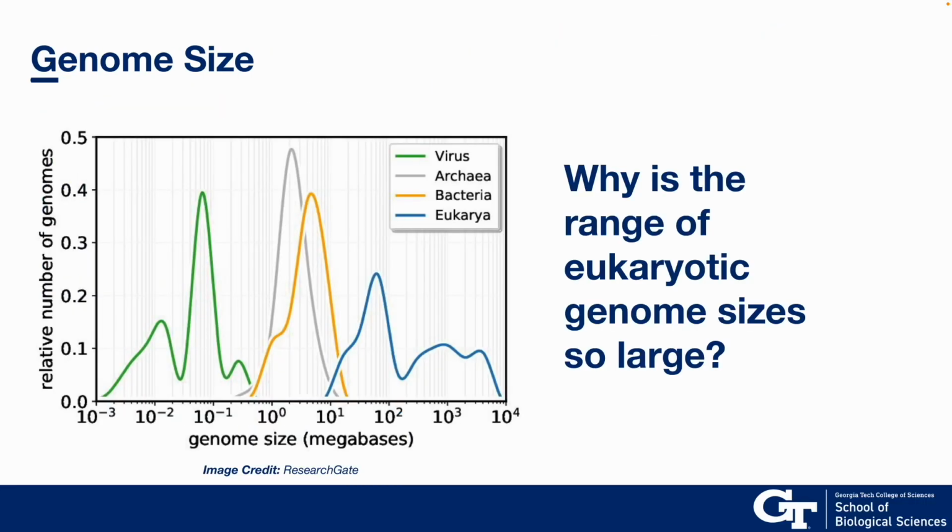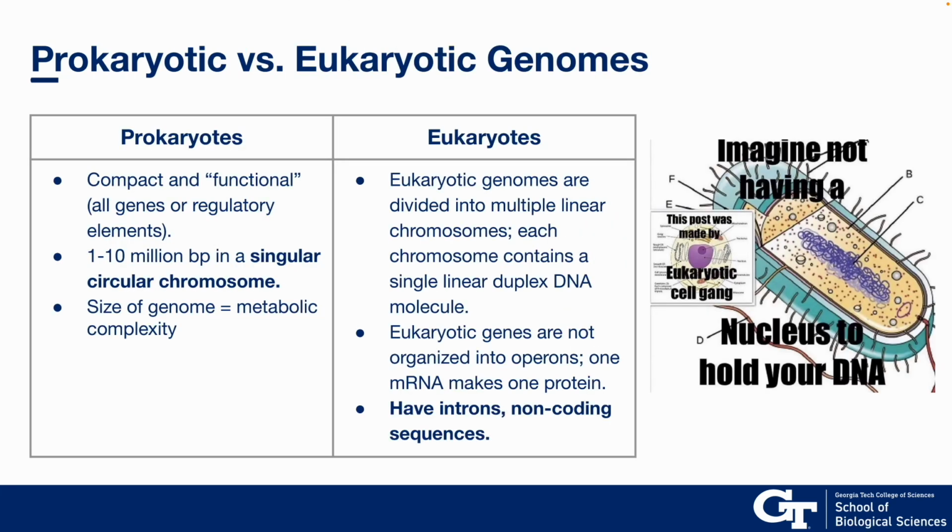Now, here's something I also want you to recognize. If we look at the size of eukaryotic genomes, we go from 10 to the 1 megabases to 10 to the 4 megabases. That is over 10,000 times different of a eukaryotic genome size. Compared to bacteria or archaea, what is going on? Why is our genome size so large? And if you think about it, what is the difference between a prokaryotic and eukaryotic genome, right?